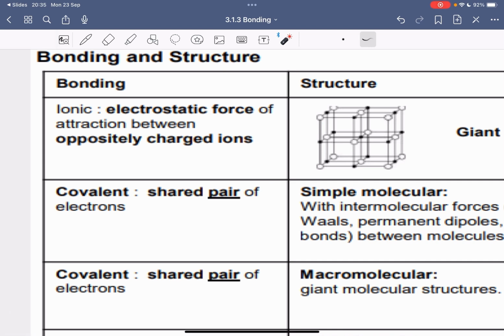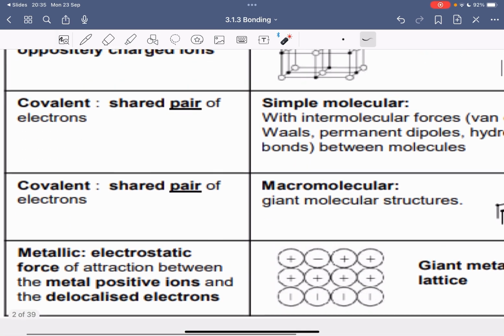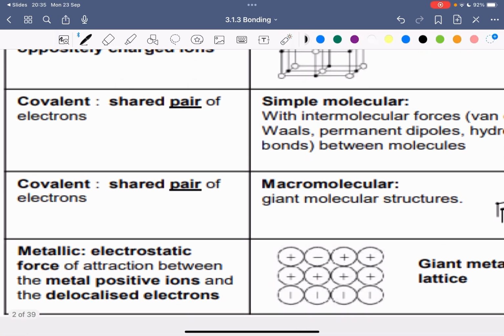We're going to focus on it more in a later video. Okay, and lastly we have metallic. Here we have a strong electrostatic force of attraction between the metal positive ions and the delocalized electrons.